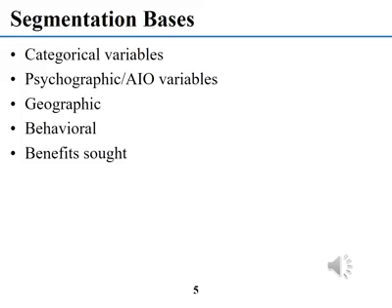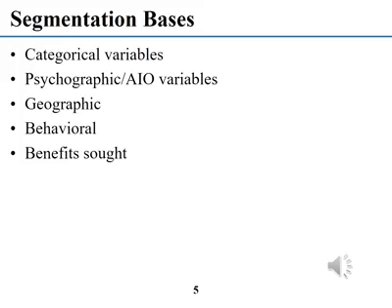The third segmentation base is geographic, and this could include information about the nature of the weather in a certain geographic area. It might refer to whether someone lives in an urban area or a rural area and what that means for the channel of distribution.